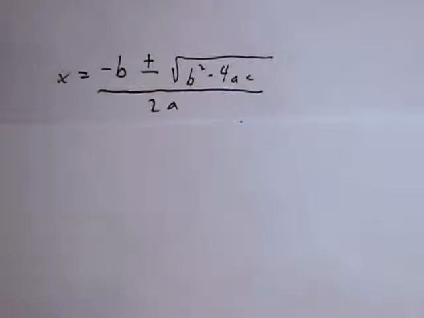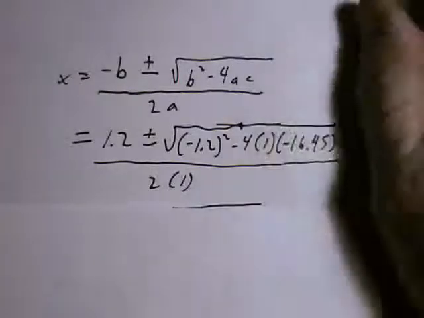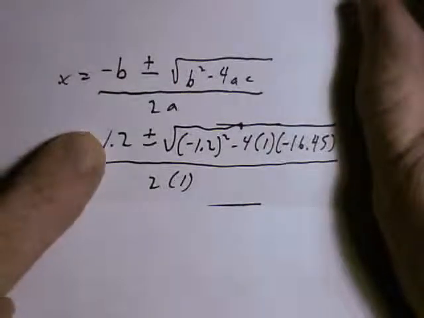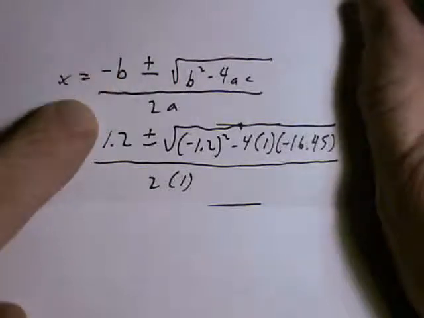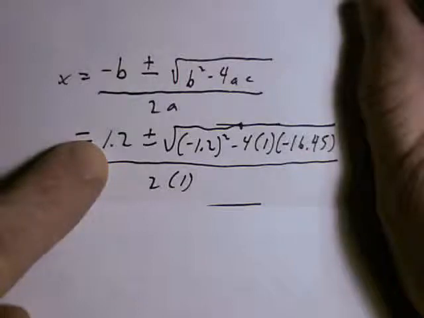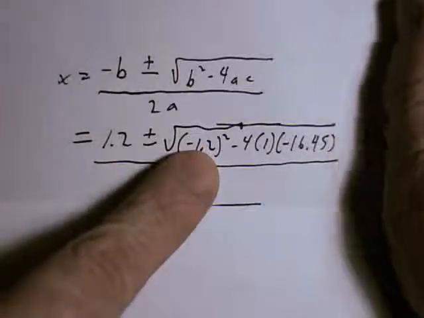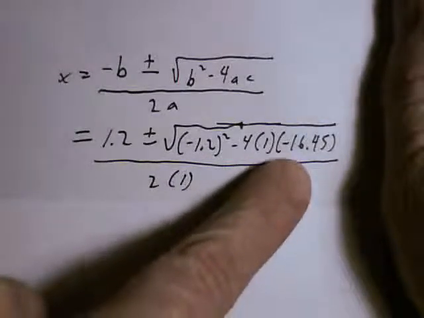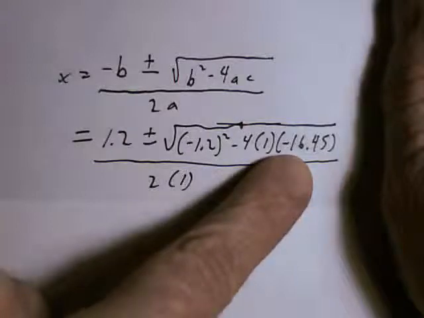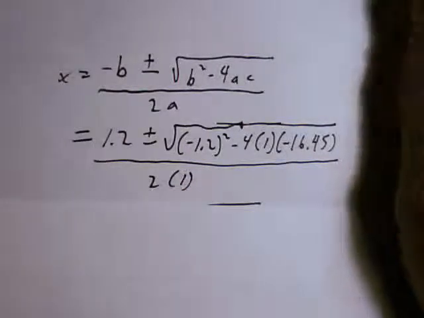So there I just start out by writing out the formula, and now I'm going to plug in the a, b, and c values. If I do that, I get an expression that looks like this. The b value is negative 1.2, but a negative times a negative is a positive. That's why that's positive 1.2, plus or minus the square root of negative 1.2 squared minus 4 times 1, that's your a value, times negative 16.45, which is your c value, all divided by 2 times 1, the a value again.